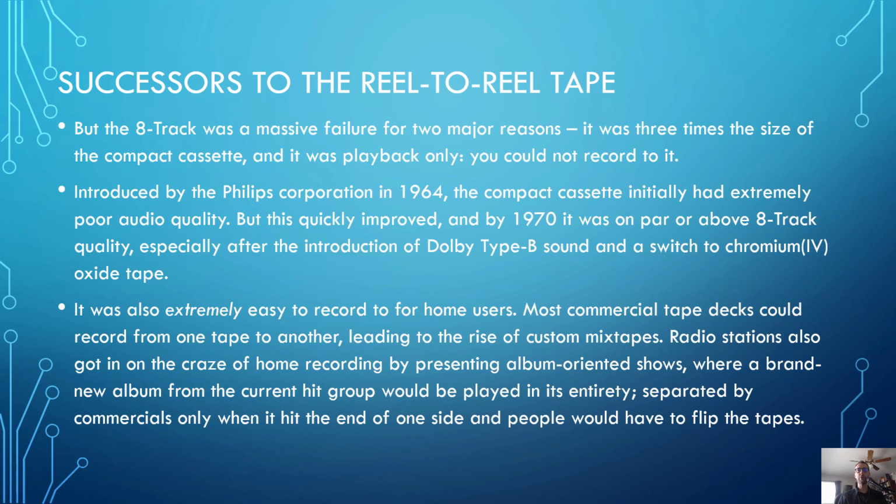Radio stations also got in on the craze of home recording by doing what was called album-oriented shows, where a station would take a brand new album from hit group number 5 or 6 or whatever and play it in its entirety, one side of the record. Then they would stop for commercials so that people could switch their tapes out, and then they would play the other side.